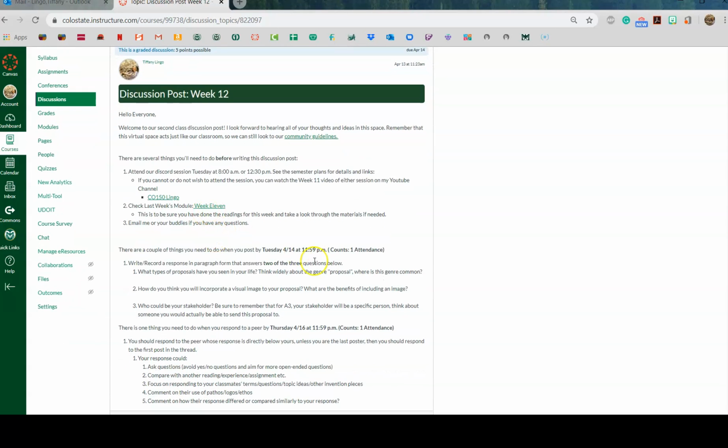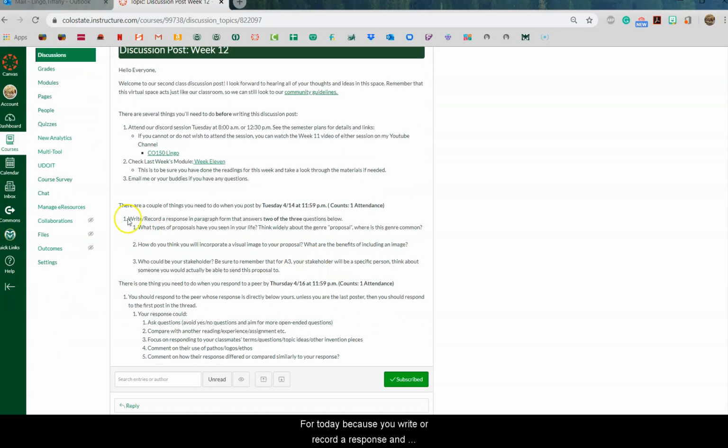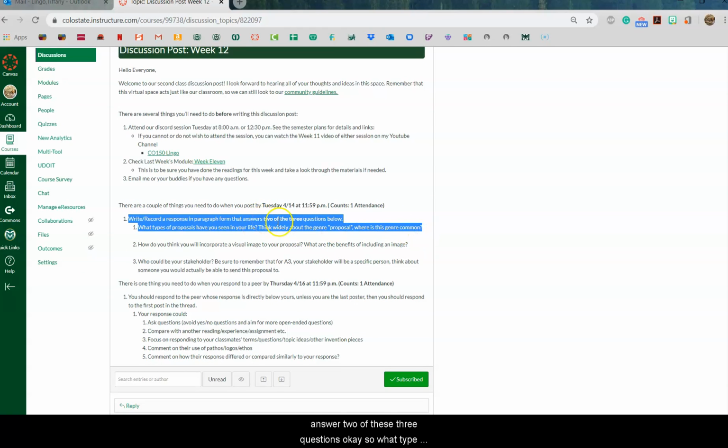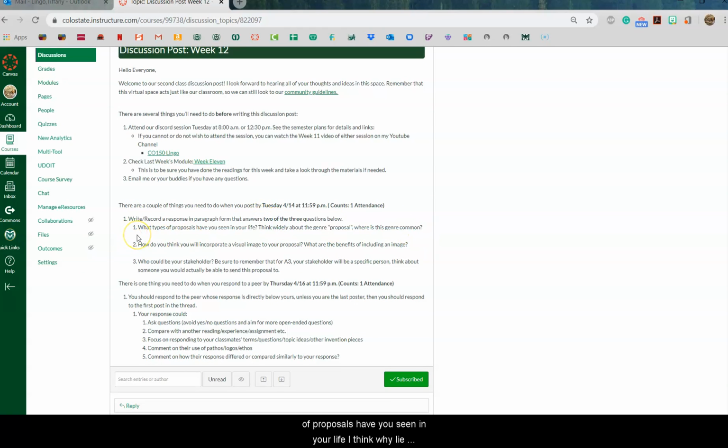So for today, make sure that you write or record a response and answer 2 of these 3 questions, okay? So what type of proposals have you seen in your life? Think widely about proposal, and where is the genre common, okay? So if you would like to answer this question, think about where you'd see this proposal and how you would transfer it to a career, to a position, okay?